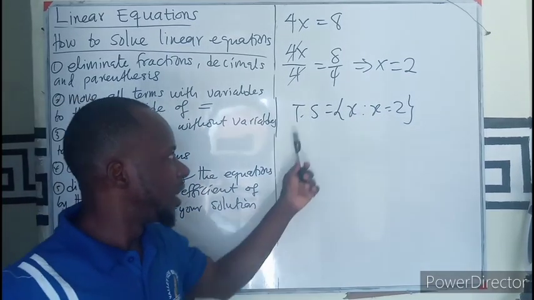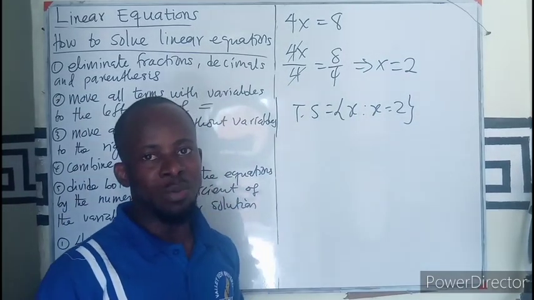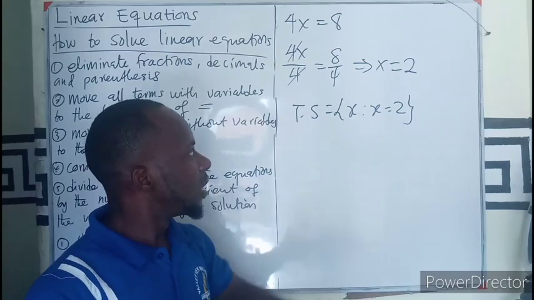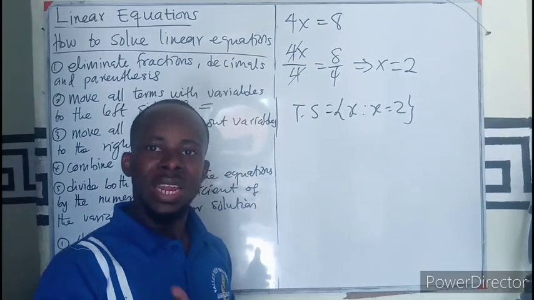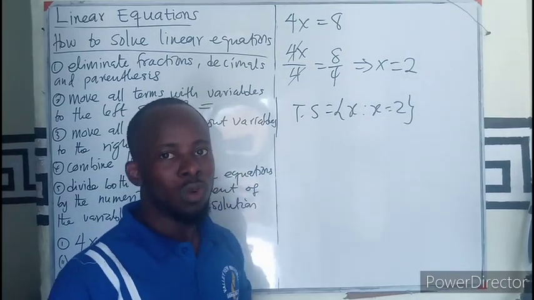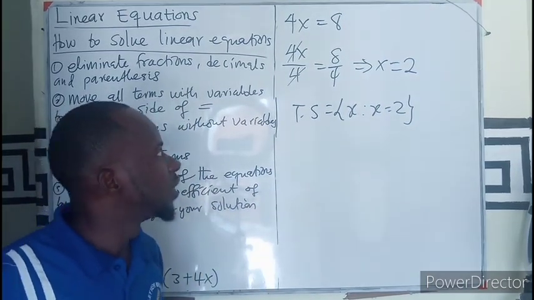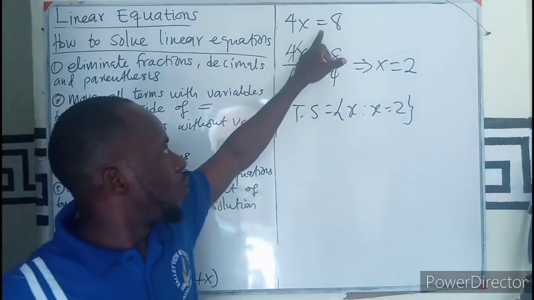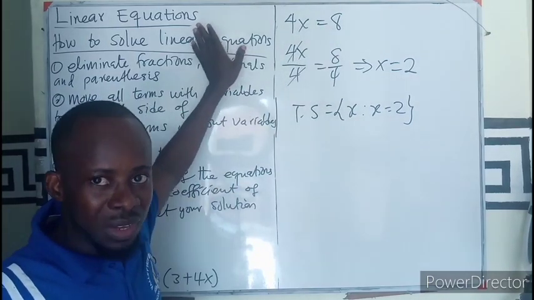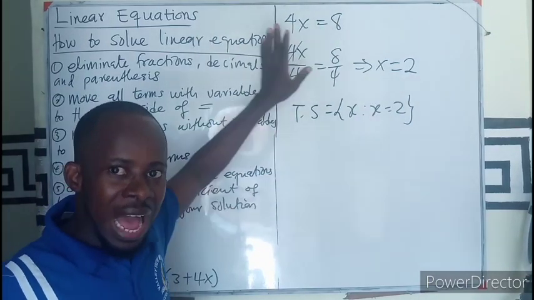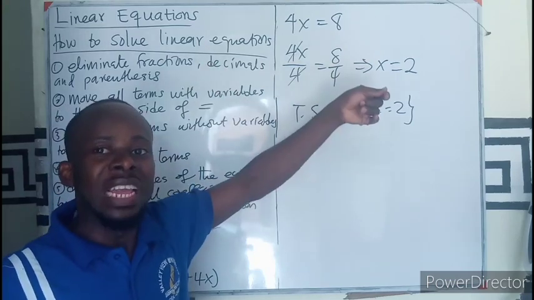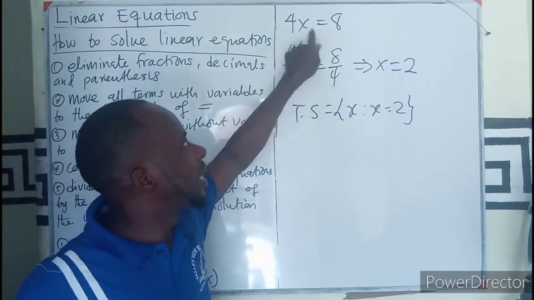We know a set must be enclosed in curly brackets. But find the solution, x equals 2. Find the root, x equals 2. Find the truth set. Then you present your answer in this form. Don't forget, the equal sign means that whatever is on the left is the same as the right. So whatever I do to the left, I must do to the right. That's how come you divide both sides by 4.